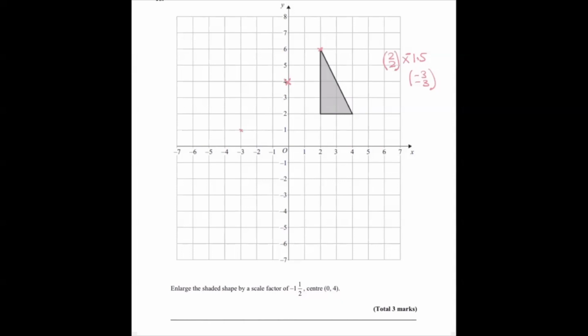I'm then going to repeat this for every single corner. So I'm going to work out my vector to this corner and times it by -1.5, and also to this corner, timesing it by -1.5, and then I will plot all those corners. Once I've got all my corners, all I need to do now is draw in the shape. And that is enlargement by vector notation. Honestly, best way, in my opinion, for what it's worth.